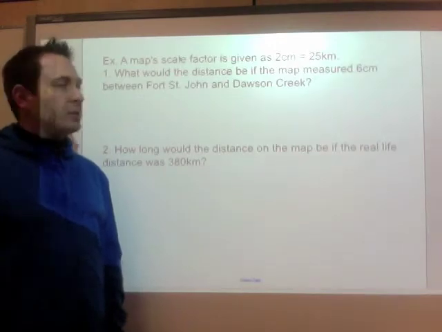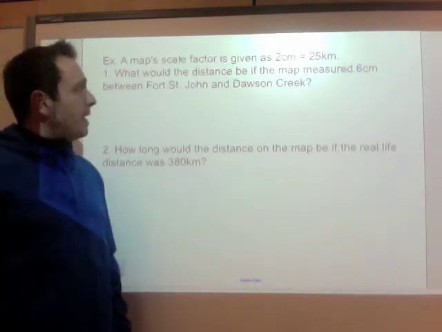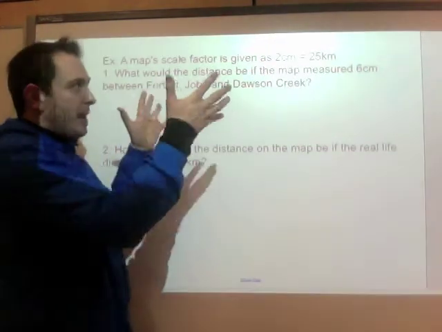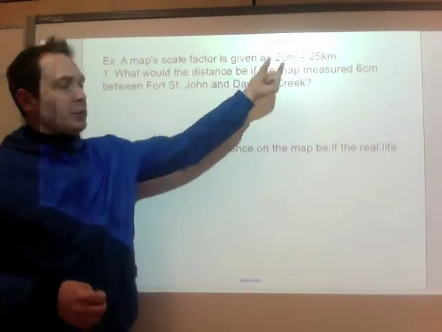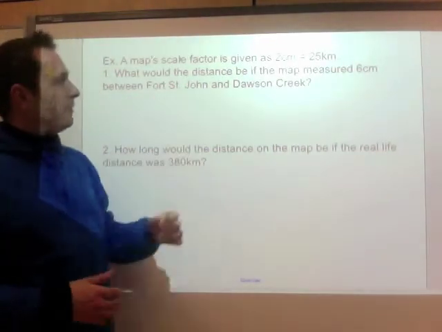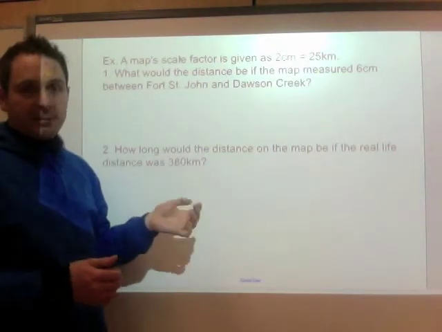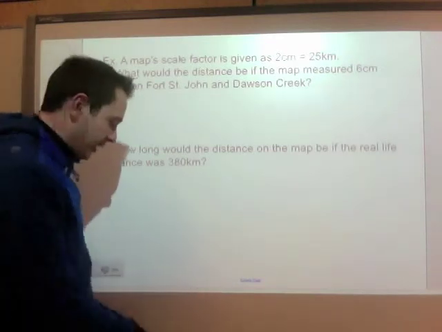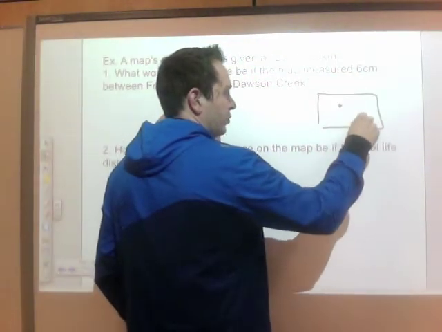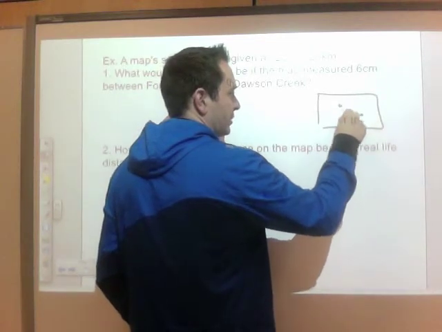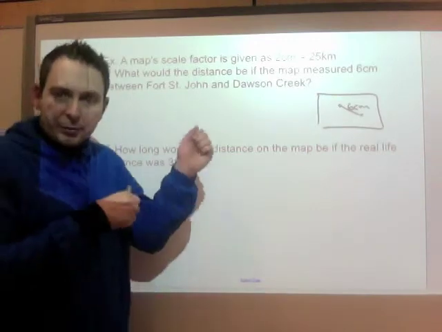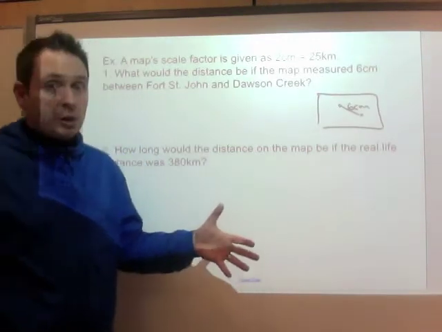Now let's look at two examples of scale factor. First, a map scale factor is given as 2 centimeters equals 25 kilometers. So you have a map, and in the corner it says every 2 centimeters on the map is 25 real-life kilometers. What would the distance be if the map measured 6 centimeters between Fort St. John and Dawson Creek? So on your map, you have Fort St. John, you have Dawson Creek, and it measures 6 centimeters away from each other. So you bring your ruler out on the map. You want to know how far they really are apart.